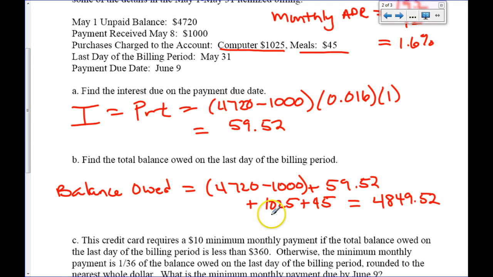So I have $1,025 plus 45, and that means my total balance at the end of the month should be $4,849.52.